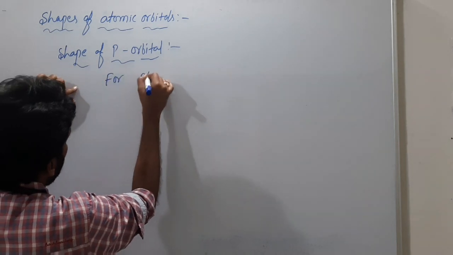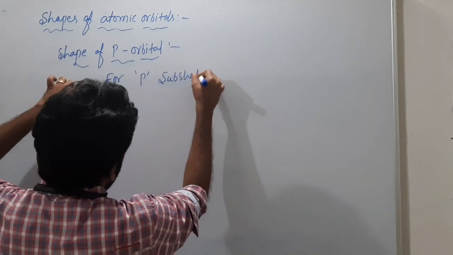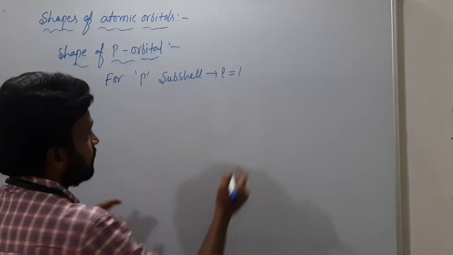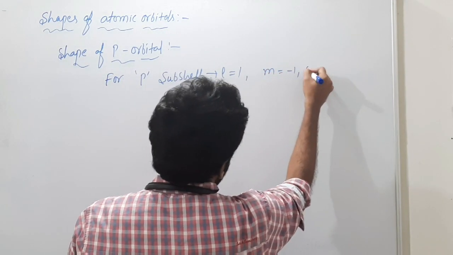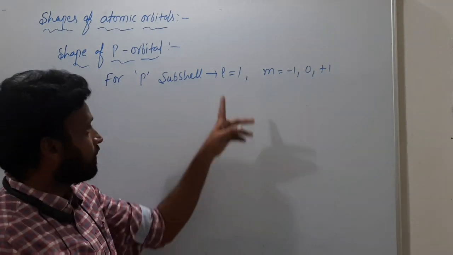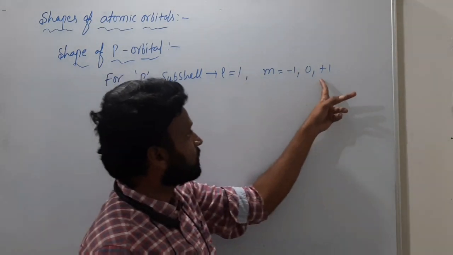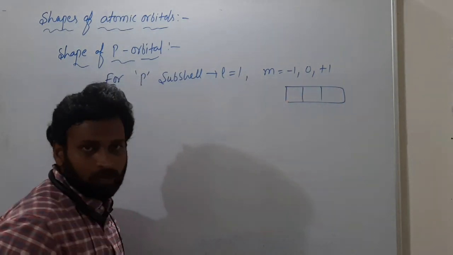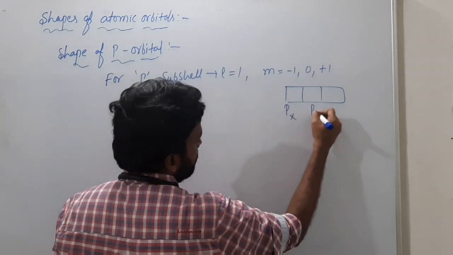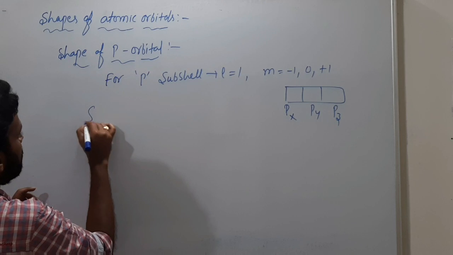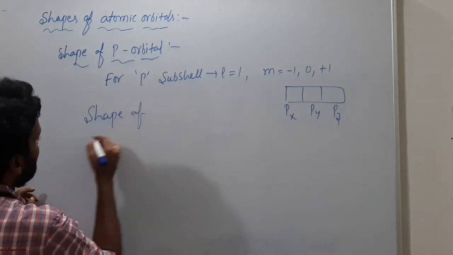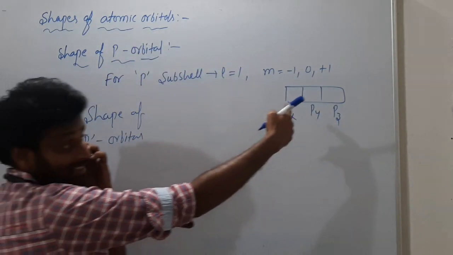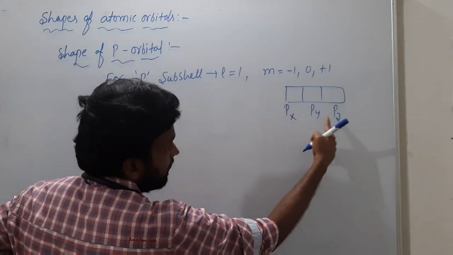So you know this. For the p subshell, the L value is 1. Therefore, the m values are -1, 0 and +1, right? So how many degenerate orbitals for p? 3. One is Px, one is Py and one is Pz. These are called orbitals. The p subshell has 3 orbitals.